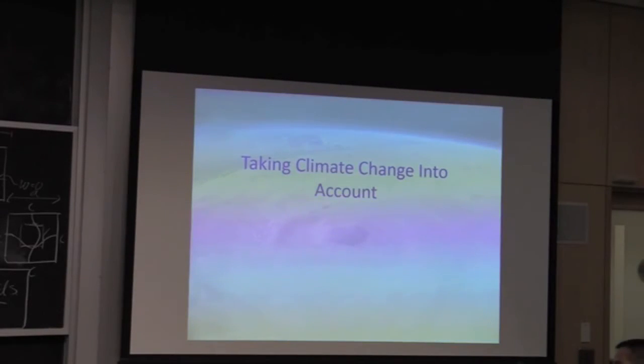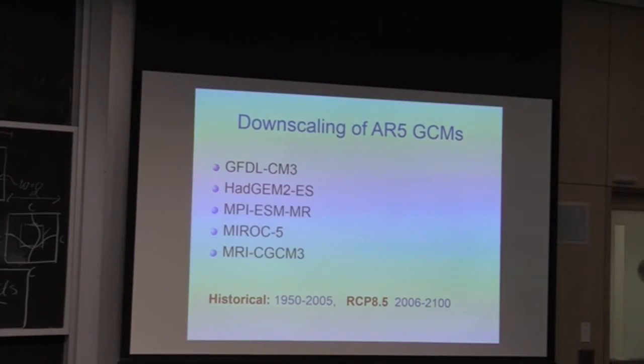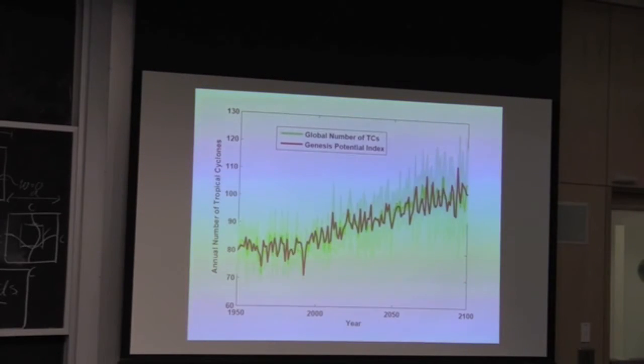But having done this, we can now take climate change into account, at least loosely, by, instead of downscaling climatological data, we downscale climate models. And I put up 6 for the 5 here for the people who are in the know in the room about what these mean, but these are climate models run by different places all around the world. And we're going to compare the historical period 1950 to 2005 to 2006 to 2100 under a rather high emission scenario. And this green curve shows the model ensemble average predicted global number of tropical cyclones from 1950 to 2100.